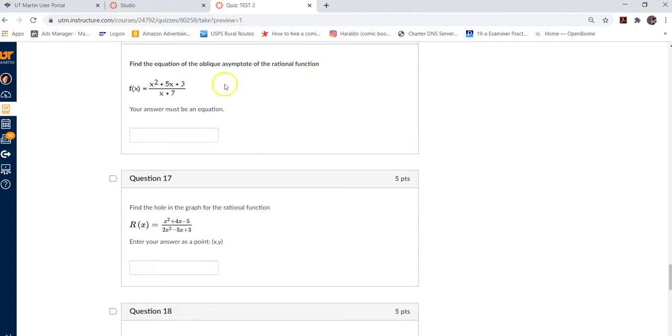Find the equation of the oblique asymptote. Is there an oblique asymptote? Yes. The numerator has degree 2, the denominator has degree 1, so we do have an oblique asymptote, and it will be y equals the quotient. Now, we can use synthetic division with this. I don't have to use long division with this.